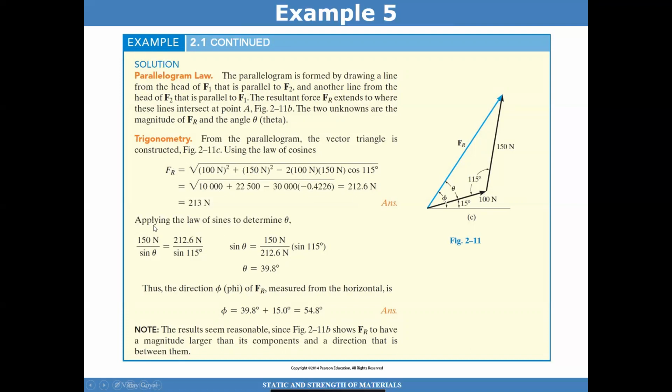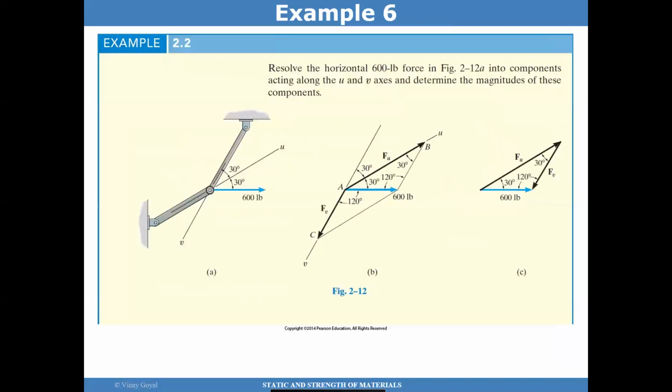I can also then apply the law of sines to find the angle theta that goes from here to here. Since I know this is 15 degrees, I can then find the total angle theta, which gives you 39.8. So I have 39.8 plus 15, I get 54.8. So that's two approaches. The third approach is to project each of those forces, F1 and F2, onto the X and Y axes and follow the process that we talked about.